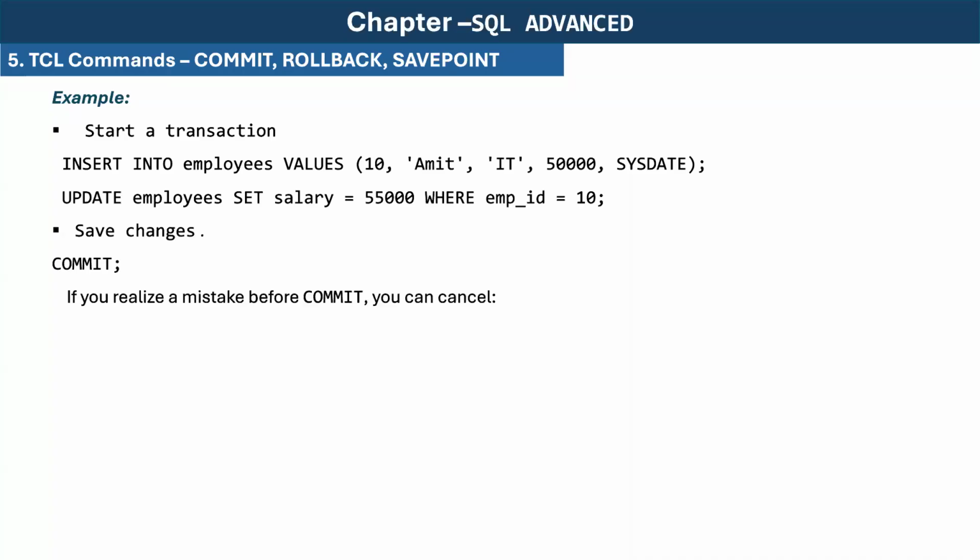Okay. Let's talk about something else. If you realize a mistake before commit, before you want to do commit, you realize that some mistake has happened and you decided to cancel it, then you should do rollback, guys. Then simply you have to roll back. But I can show you this with a practical example now quickly.